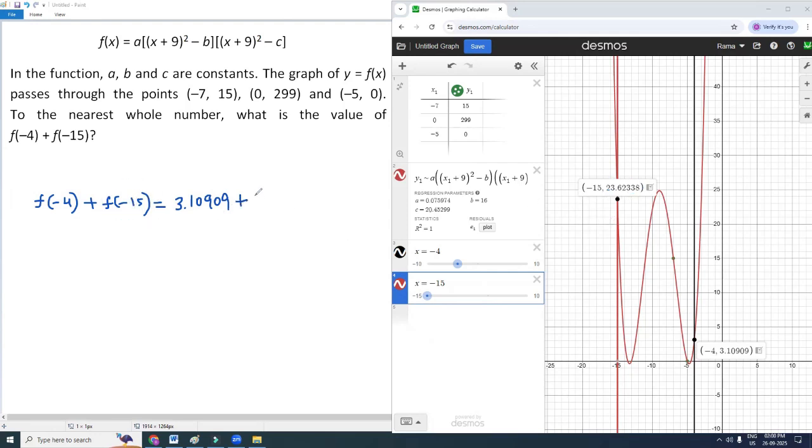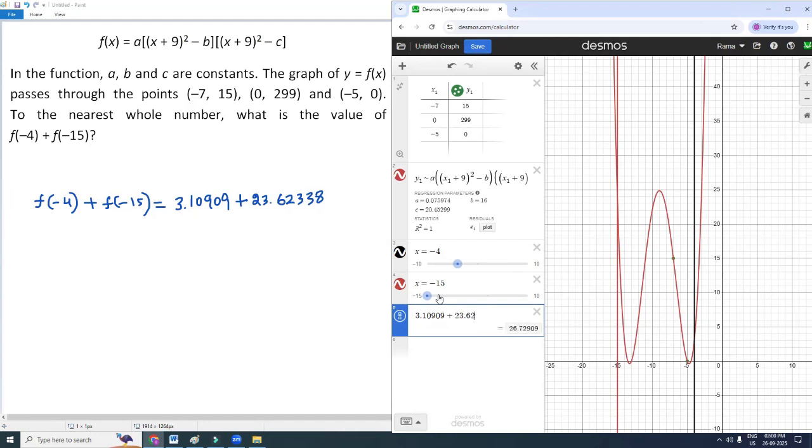Now let me plug in 23.62338. Okay, now let's add these two values in Desmos: 3.10909 plus 23.62338. When I add these two values, I get 26.73247.